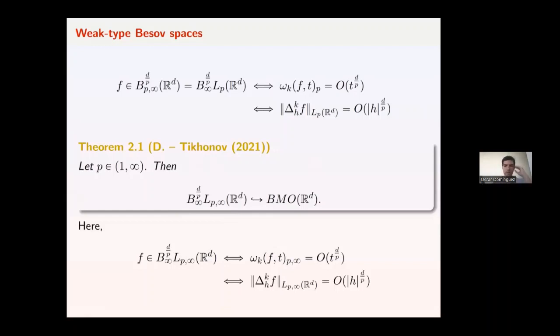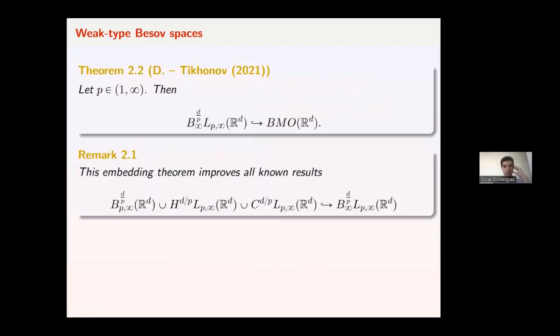Before I give you some ideas about the proof of this result, let me mention some consequences, because this embedding theorem improves all known results. I mean, this space contains at the same time classical Besov spaces, weak type Sobolev spaces, and weak type Calderón-Campanato spaces. And furthermore, this embedding is strict. I mean, this space is strictly larger than these spaces.